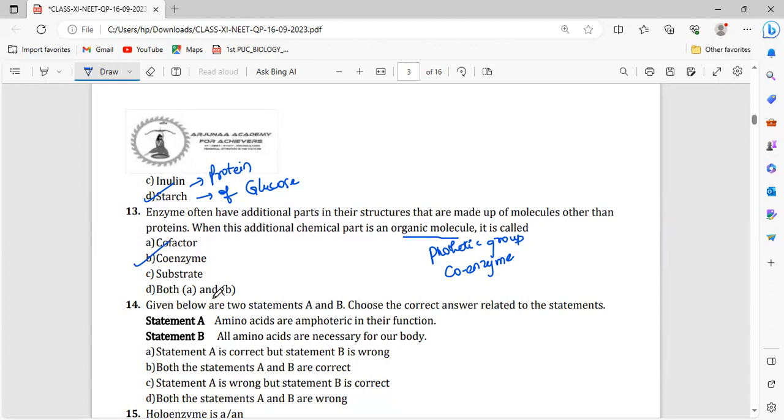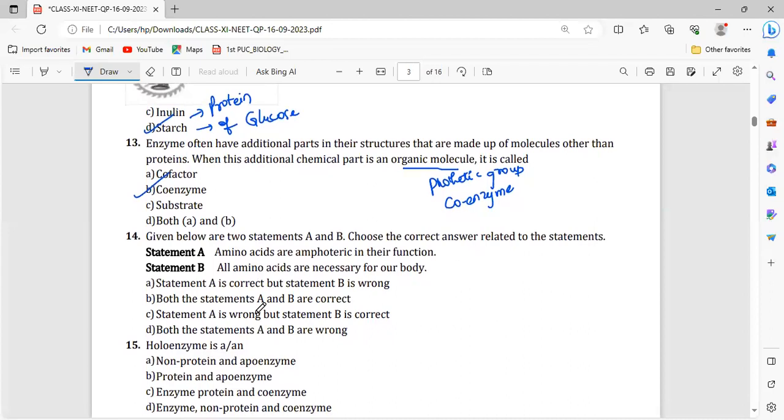14th one. Given below are the two statements A and B. Choose the correct answer related to the statements. The first statement: amino acids are amphoteric in their function. Yes. Amphoteric means they can act like both acid and base. Why can they act as both? Because they have two functional groups, carboxylic acid and NH2 group, and both can be ionizable. They can form ionized structures, right? Because of this, they are called amphoteric. That is a correct statement.